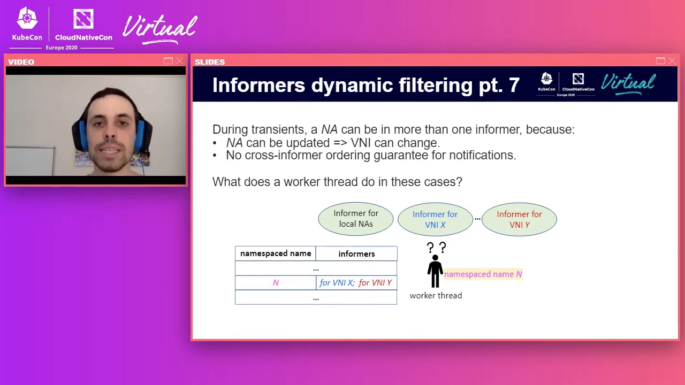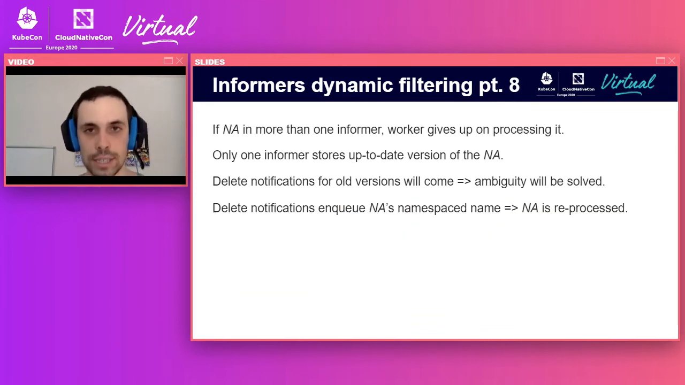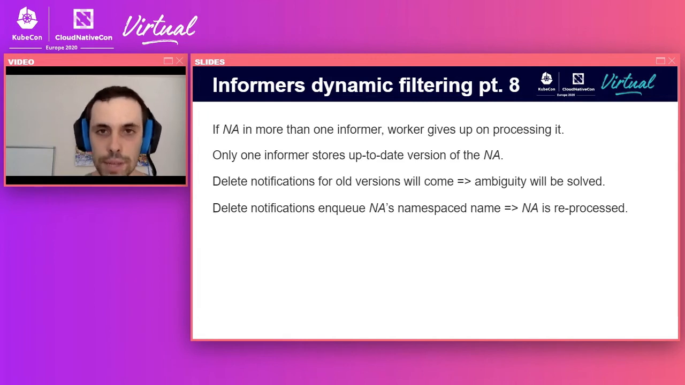And if this happens, it means that before the last deletion notification is received, the network attachment in our example is stored at the same time into 2 different informers, the one for VNI X and the one for VNI Y. And so if a worker pops the namespace name of the network attachment in our example during this transient, when that worker reads the map from namespace name to informers, it finds out that the map is ambiguous, that it points to 2 different informers at the same time. And so the worker doesn't know what's the informer that contains the network attachment which it should process. And we found that for a worker that is in this situation, it's enough to simply drop the namespace name that it has popped and give up on processing that network attachment.